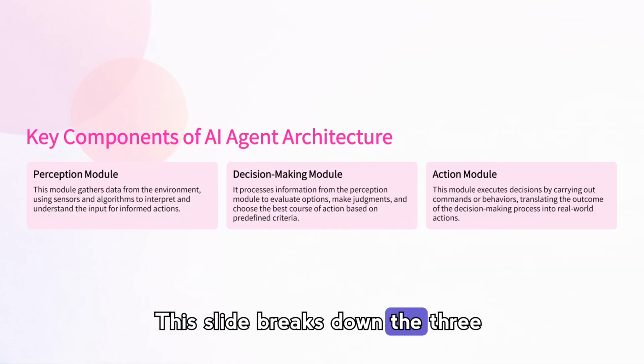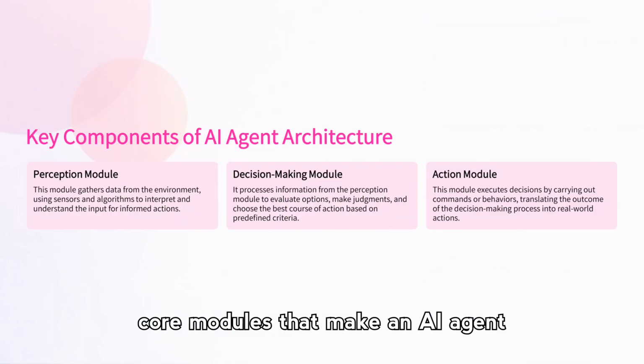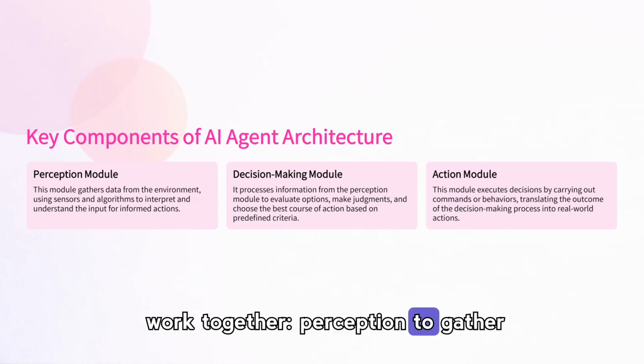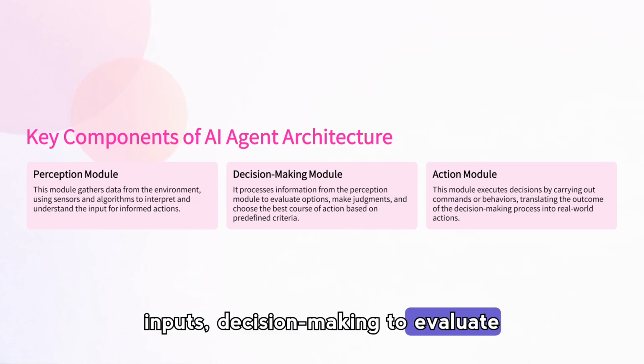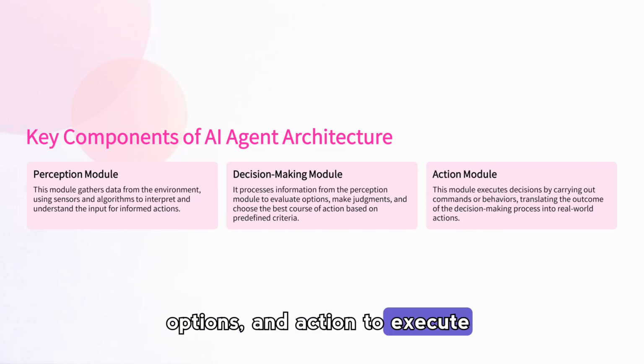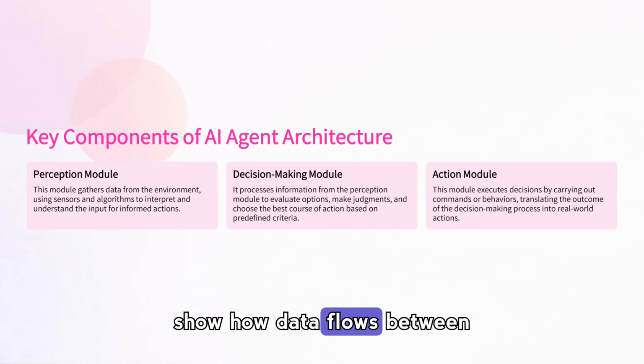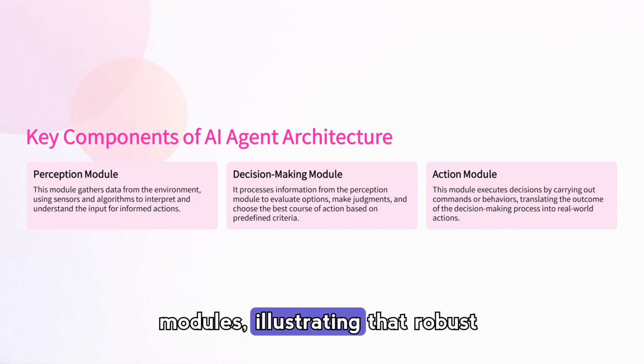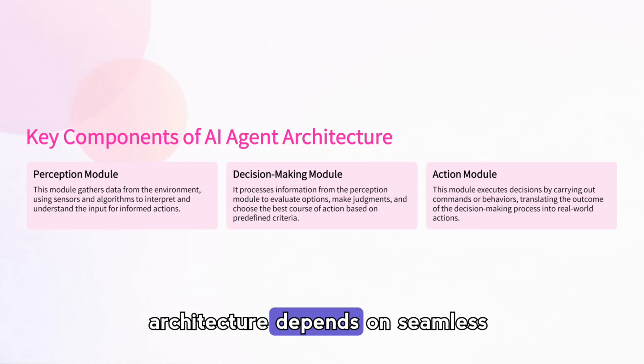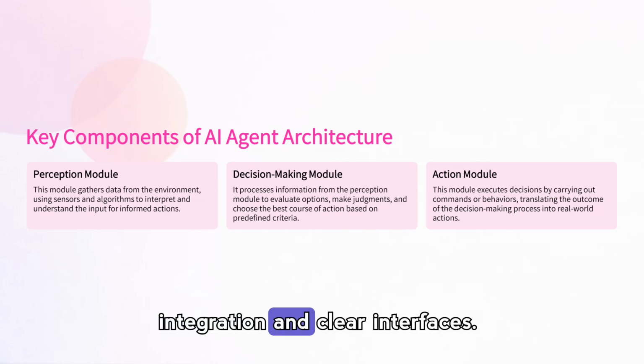This slide breaks down the three core modules that make an AI agent work together: perception to gather inputs, decision-making to evaluate options, and action to execute outcomes. Visual elements here help show how data flows between modules, illustrating that robust architecture depends on seamless integration and clear interfaces.